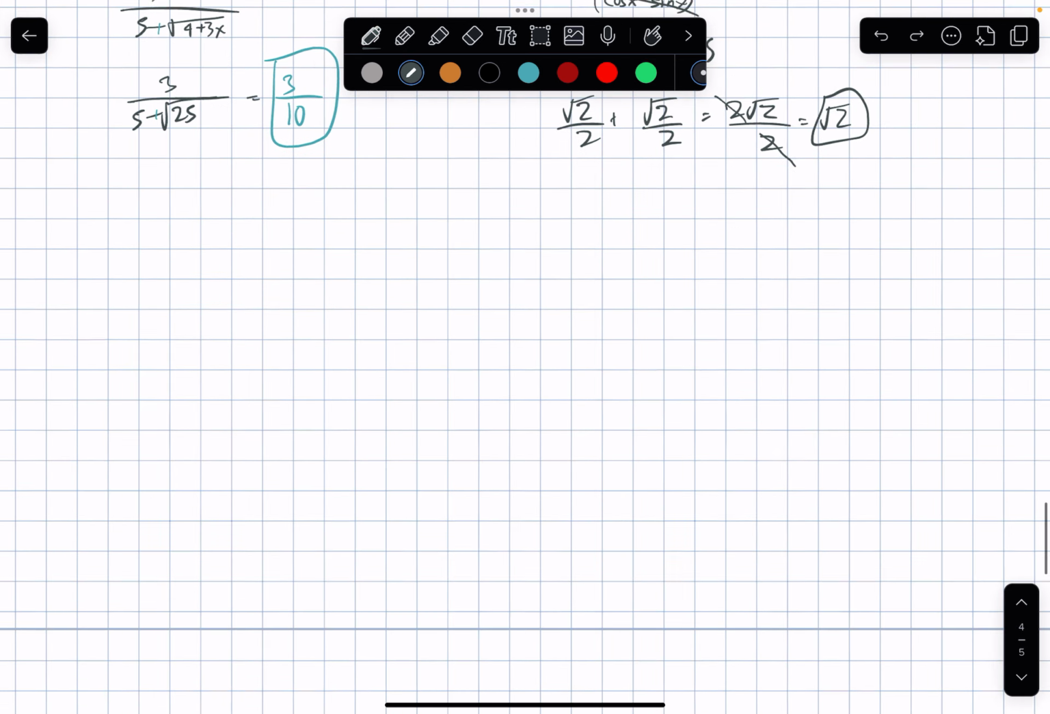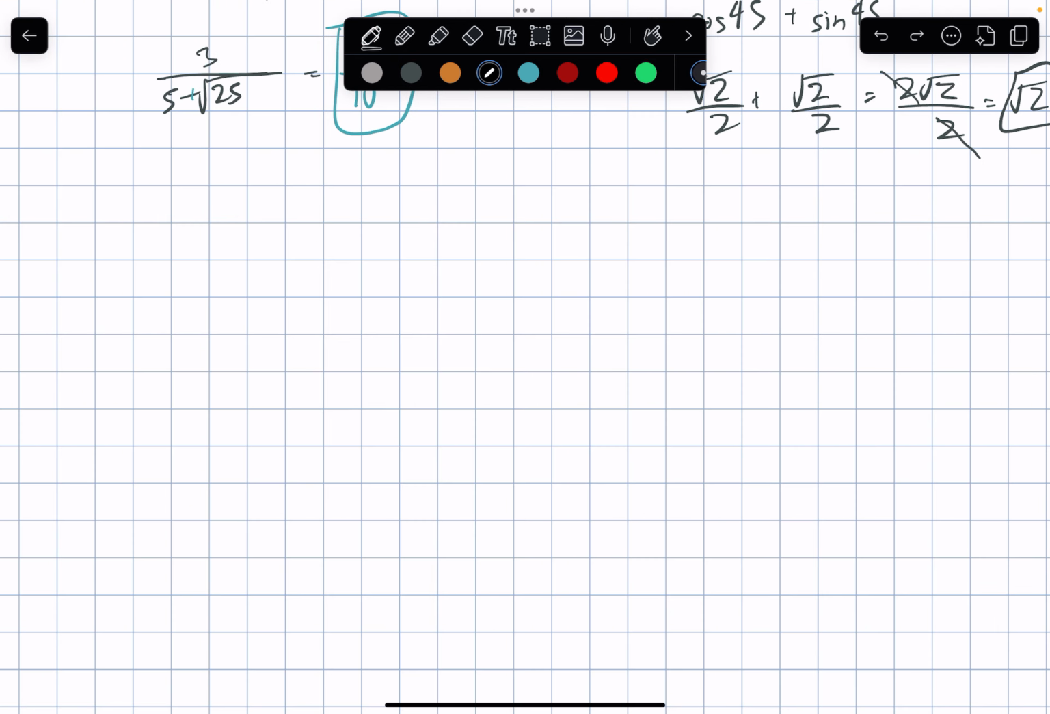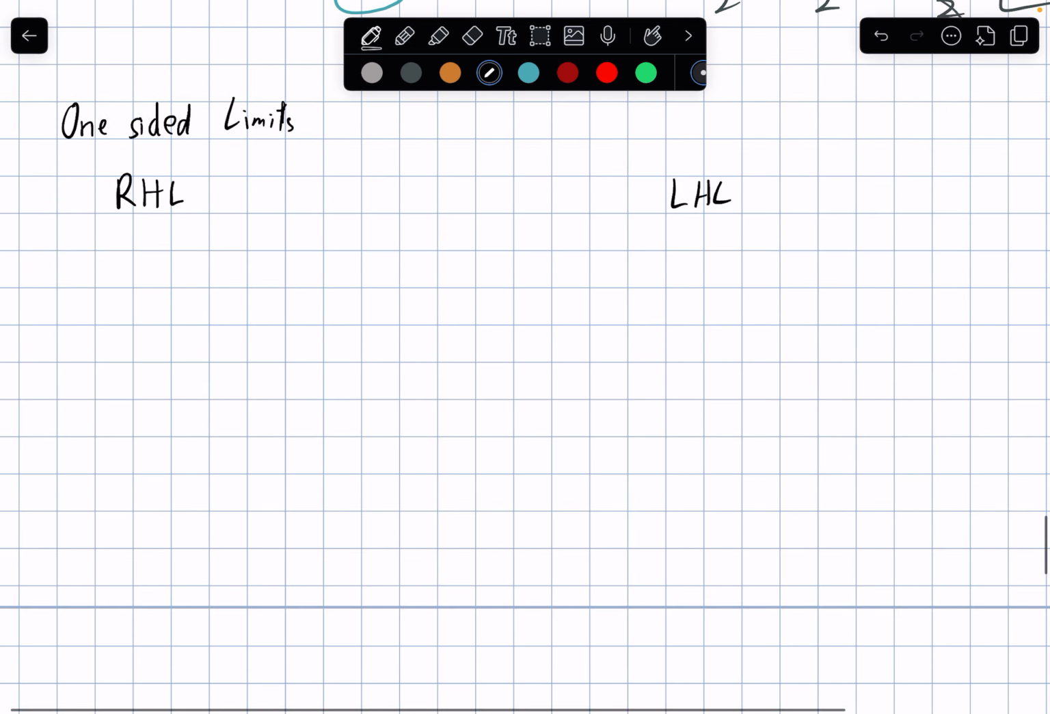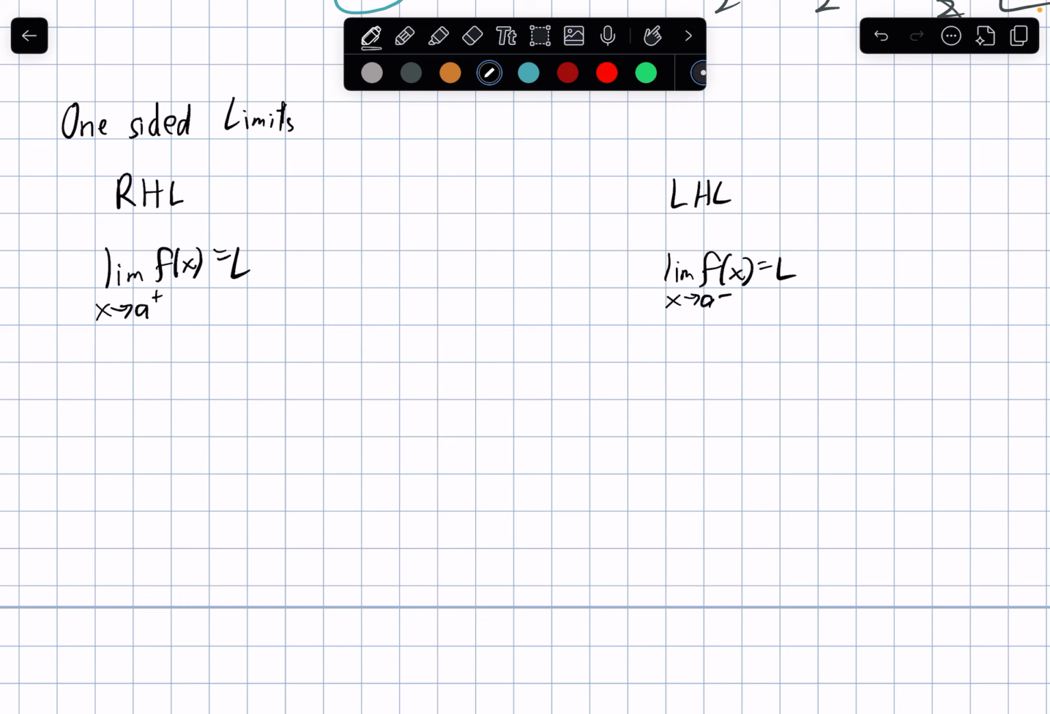Okay, so this time we will start on one-sided limits. So what does this mean? It refers to the limit of a function as it approaches from either the left or the right. So in that sense, we have something called the right-hand limit as well as the left-hand limit. For the right-hand limit, x approaches a from the right side. For the left-hand limit, x approaches a from the left side.